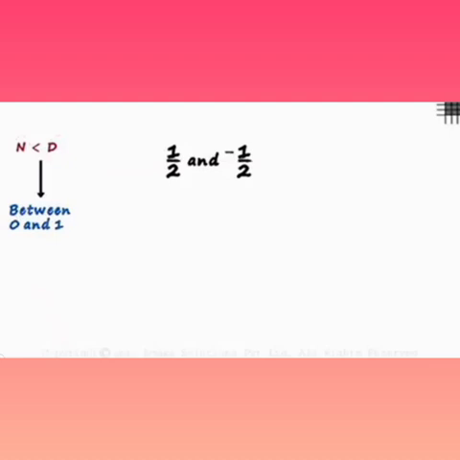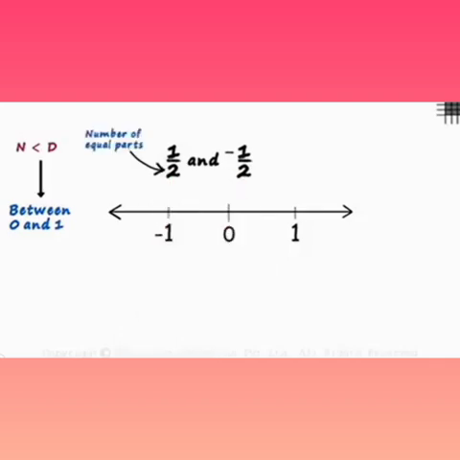So we draw the number line like this. The number 1 by 2 has to lie somewhere between 0 and 1. Now we divide the length between 0 and 1 into equal parts. How many equal parts is the question? The denominator tells us the number of equal parts. The denominator is 2, so we divide it into two equal parts.